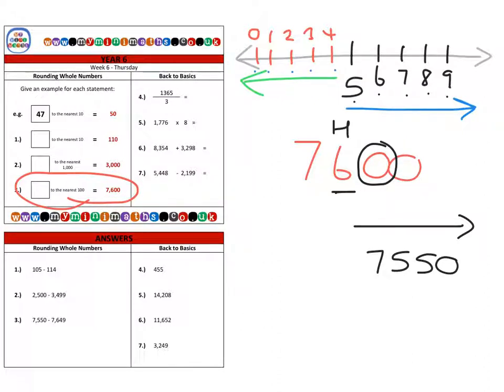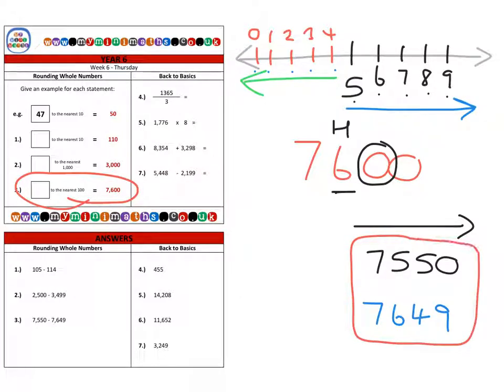And then if we look at rounding the number down, it must have ended in a 0, 1, 2, 3 or a 4. So therefore the largest possible number would be 7,649. So any number from 7,550 all the way up to 7,649 rounding to the nearest 100 would give you an answer of 7,600.